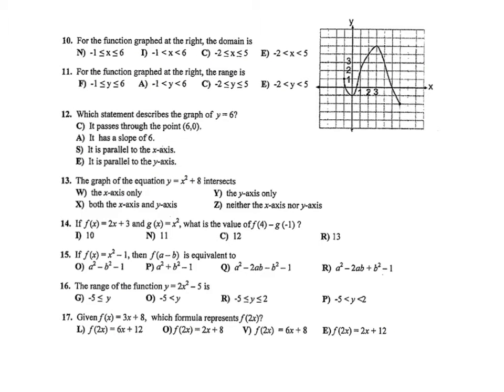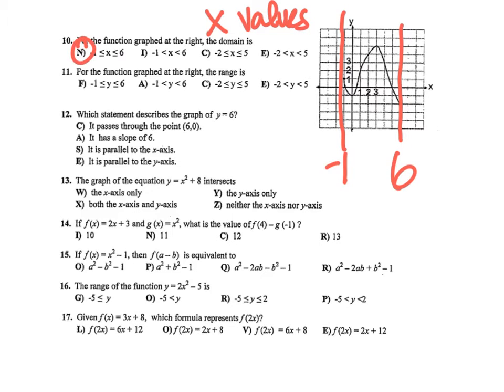All right, let's jump to number 10. On number 10, the domain is going to be the x values. Now, the reason I'm writing this so fat is because I want to know on the x-axis, where does it start and where does it stop? So it starts at -1 and it stops at 6, right? So my domain is going to be that x is in between -1 and 6. It's a solid line, so my choice is going to be N.